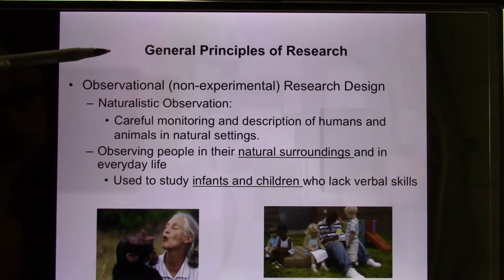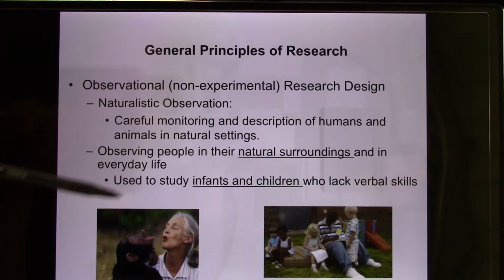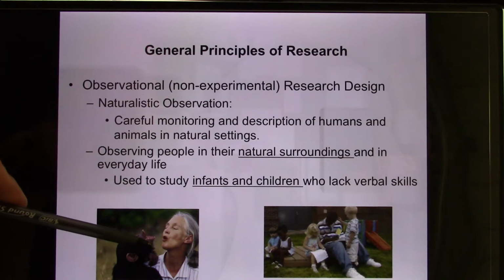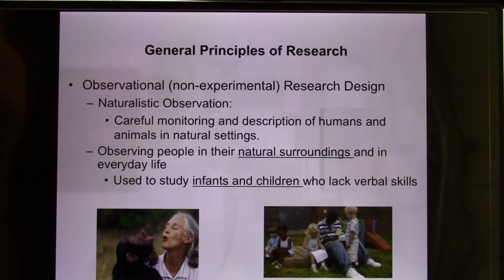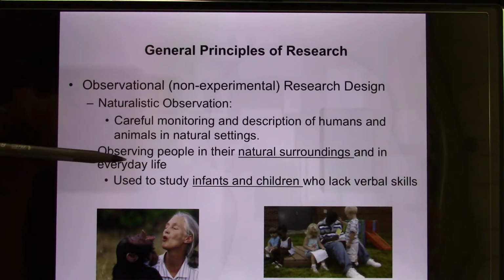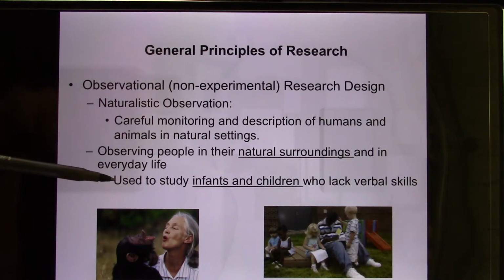It can be a natural environment like Jane Goodall. Yeah, she spent more time in her life with chimpanzees than with humans. She just watched their behavior. So it can be natural or unnatural, observing in a natural surrounding or an unnatural surrounding.